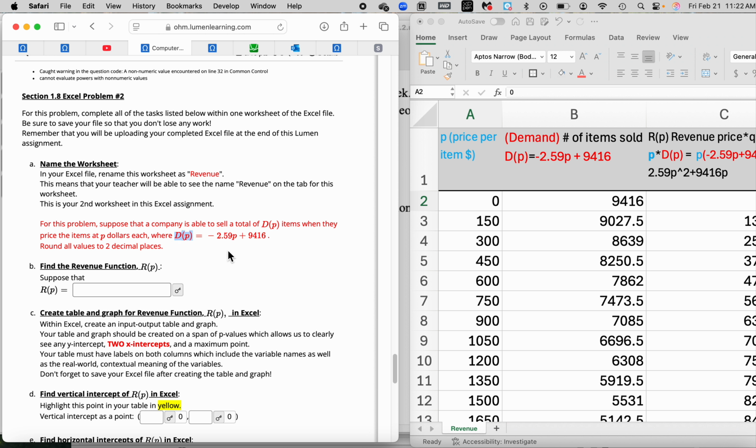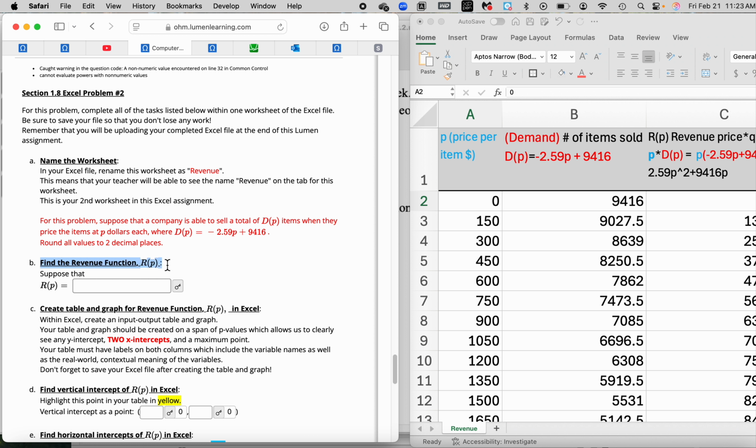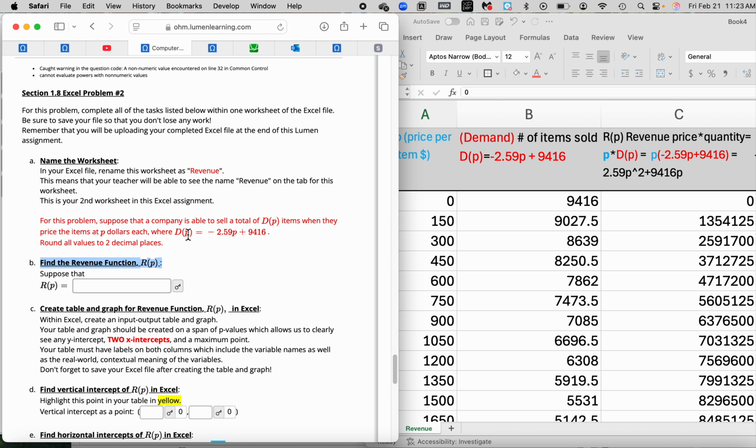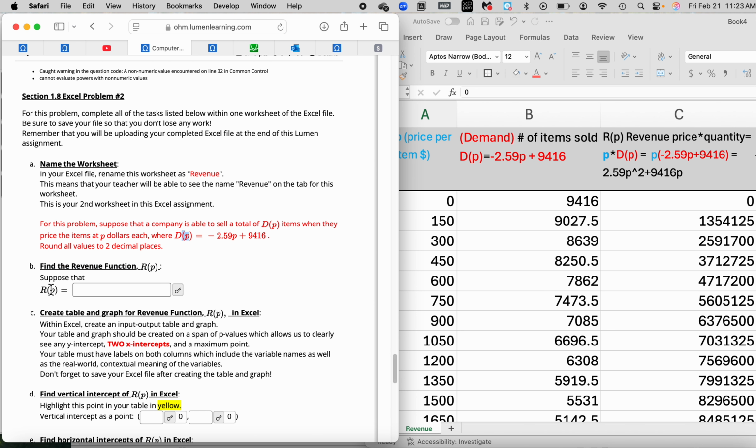So a lot of times the amount that we're able to sell, or the demand that consumers have, is a function of how we price it. The higher we price it, the fewer items they want. So let's start here, because then it says find the revenue function. So that can be confusing. Revenue, we know, is price times quantity. So I know that I'm inputting price, and I can see here that the revenue function also has an input of price.